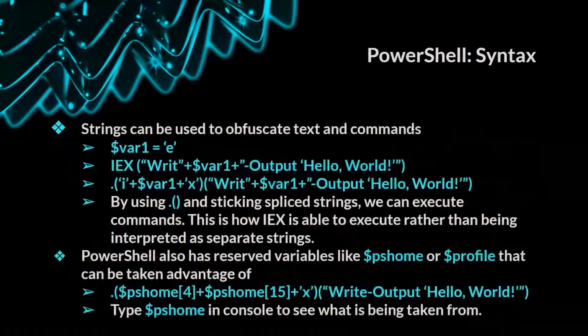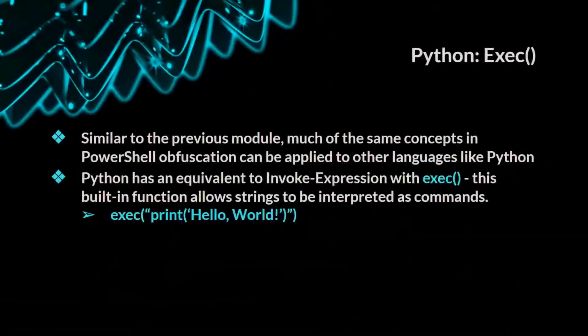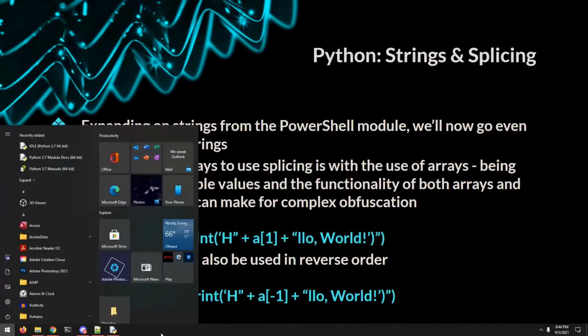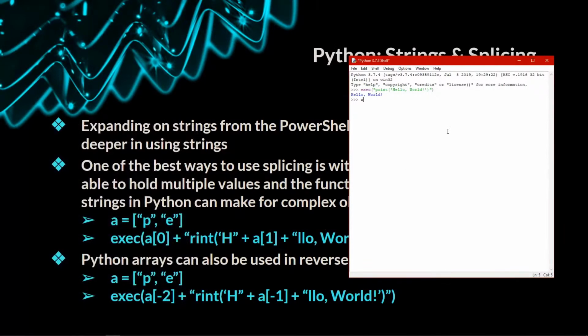So we'll go back over here and try doing some stuff with arrays. We're going to declare an array called A with P and E. Then we will execute, starting off with A[0], which stands for P, and we'll add a string called rint to complete it from rint to print.